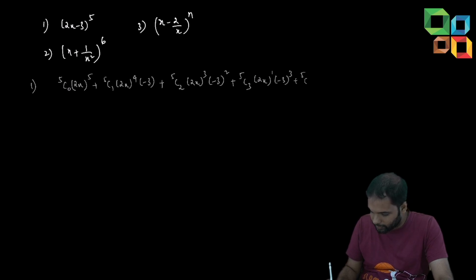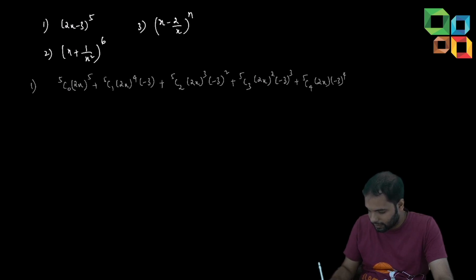Next is 5C4, it's 2x into (minus 3) whole power 4. Last term is 5C5 into (minus 3) whole power 5.